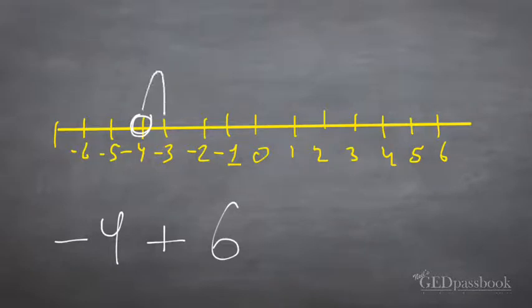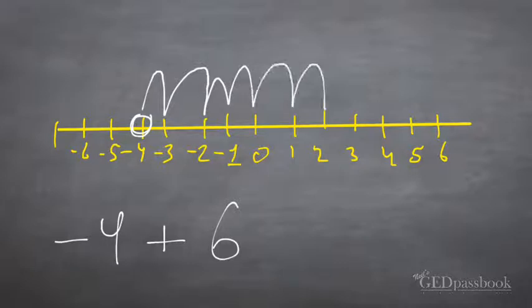How much do I go by? 6. 1, 2, 3, 4, 5, 6. What are you left over with? 2. Negative 4 plus 6 equals 2. The number line helps you visibly see it, and it's always important to keep that in mind.